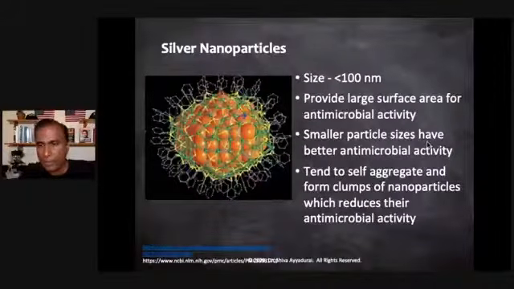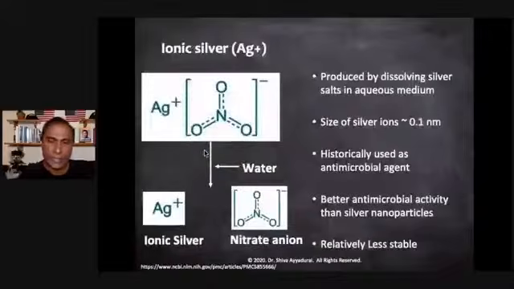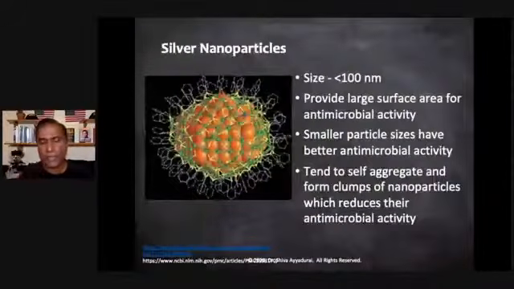And for these particles, the smaller the nanoparticle, the higher the microbial activity, but they tend to self-aggregate and form clumps of nanoparticles, which reduce their antimicrobial activity. So again, silver ions: smaller size, more antimicrobial. The nanoparticles: larger, they can form clumps.